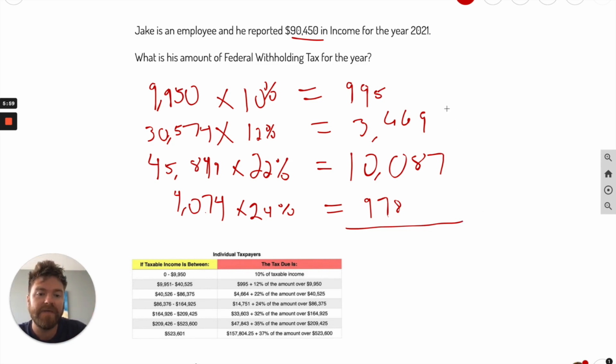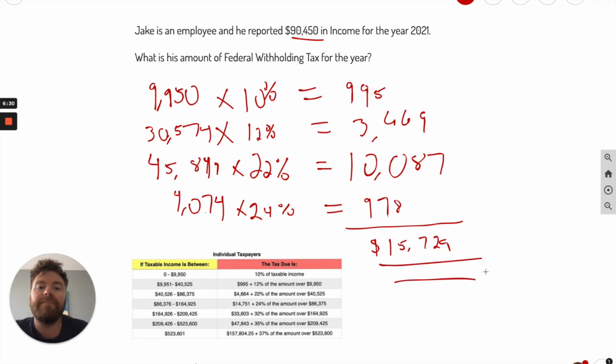So let's add up these four numbers here. So we'll do 995 plus 3669 plus 10087 plus 978. And that is it. That is going to be his tax for the year. For federal tax withholding, $15,729. And there we are. Not too bad. So we're going to go ahead and move on to the next problem here.